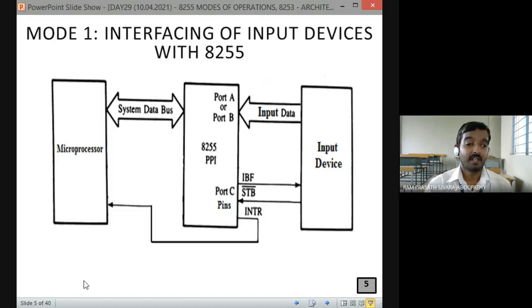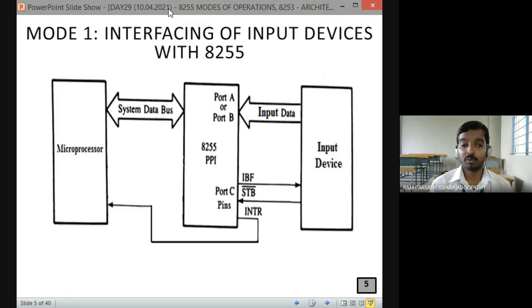See, here you can see mode 0, what I have told, which ports can be configured in mode 0. Yes, all ports you can configure in mode 0. Correct? Any port you can configure in mode 0. But regarding mode 1, which ports can be configured in mode 1? Which ports can be configured in mode 1?